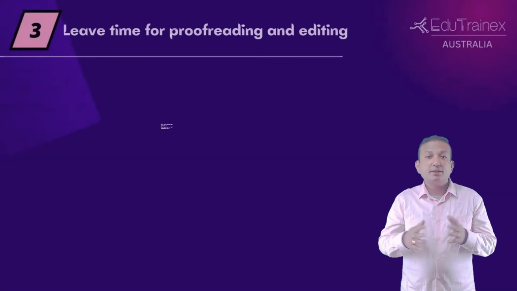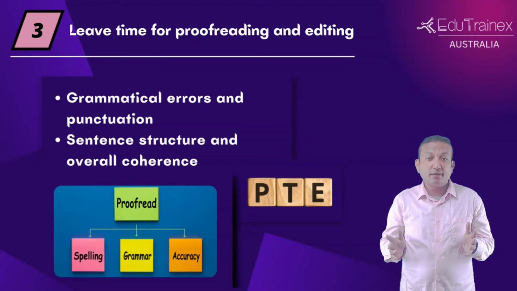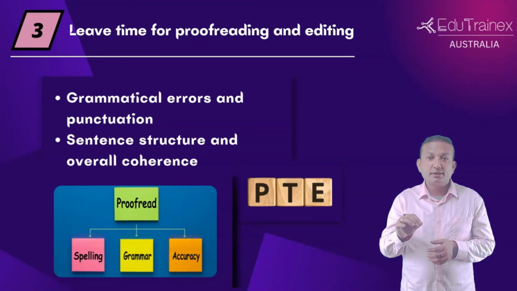Tip 3 is to leave time for proofreading and editing. Allocate a few minutes in the end for reviewing your response and fixing your mistakes. Use this time to check for grammatical errors, punctuation, sentence structure, and overall coherence. It is a crucial step that can significantly improve the quality of your essay.